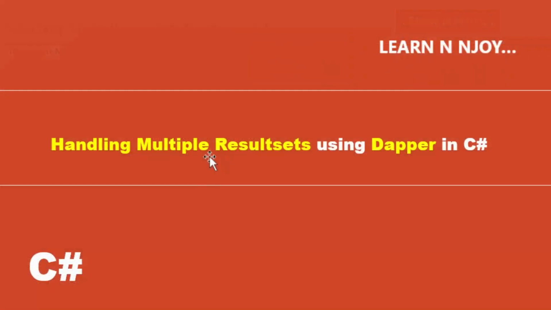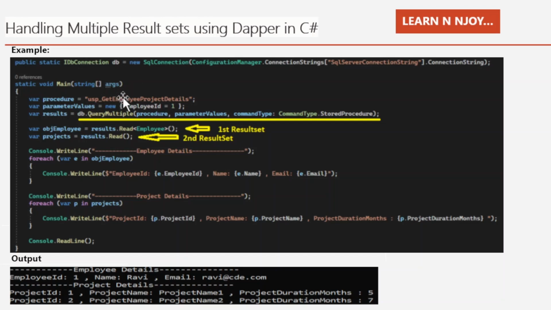Handling multiple result sets using Dapper in C#. Here we are going to see how to handle multiple result sets using Dapper in C#. Before that, let's see this stored procedure, USP_GetEmployeeProjectDetails.